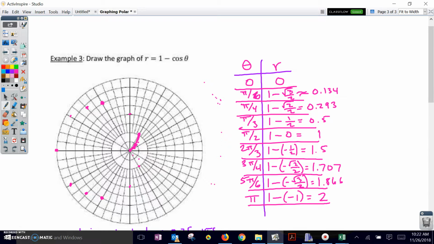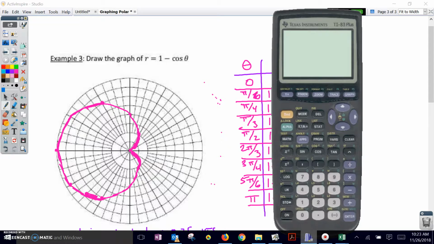And now I'm just going to draw a curve through those points. And there's what the graph of r equals 1 minus cosine of theta should look like.